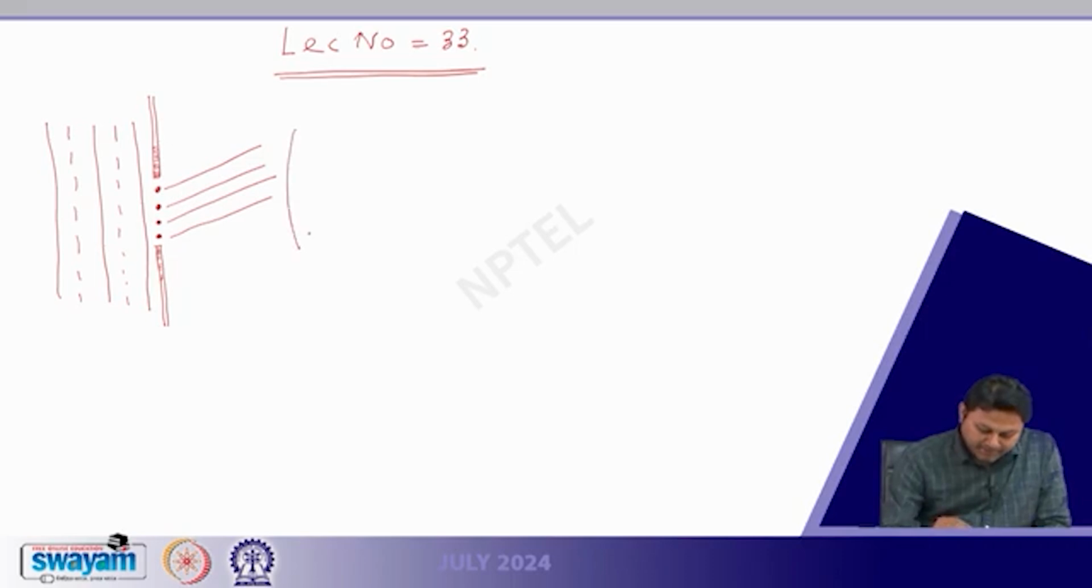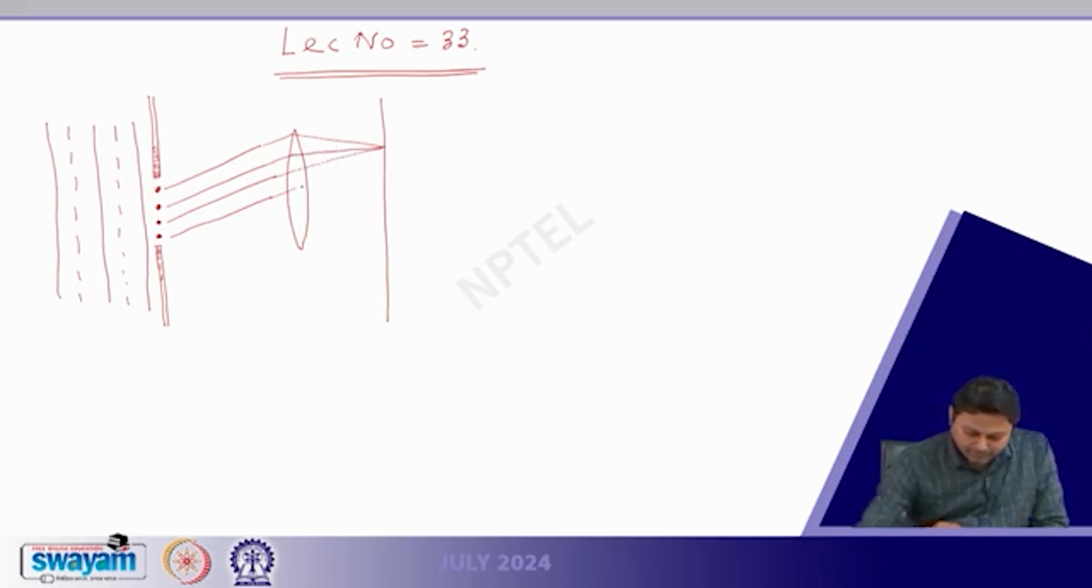And if I place a lens here, then at some point P this hits here and converges to a point P, and we want to find out the intensity distribution at P. These are the light waves passing through this aperture, and they are allowed to merge at some point P on the screen, and this is the lens L.